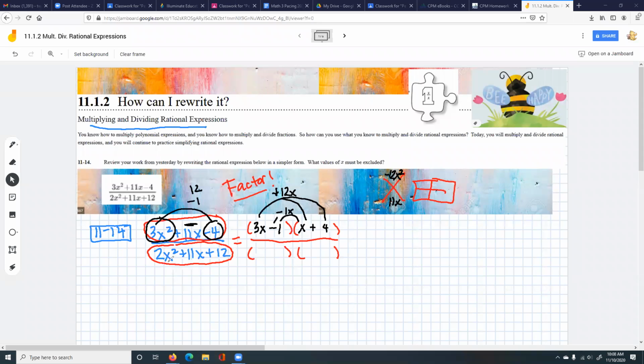And then our next one, we want to take the 2x squared. So I'm going to split that up to 2x and x. That is how you factor 2x squared. And then the 12 factor is going to go here and here. Well, there's several factors of 12. I can use 2 times 6, I can use 3 times 4, but I'm going to use 3 and 4 because I'm looking at the middle term and it's an 11. And I know that 2x times 4 is 8x. And then 3 times x is 3x, and that's going to make 11x. So that's why I picked that.